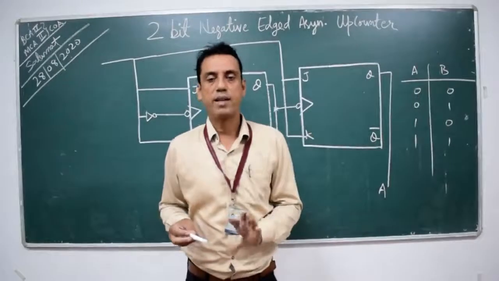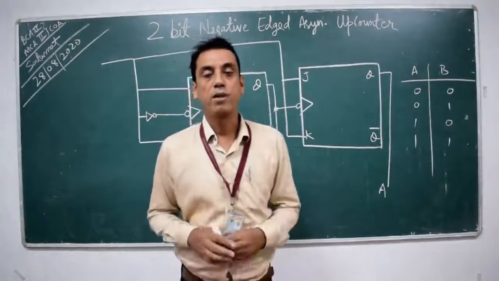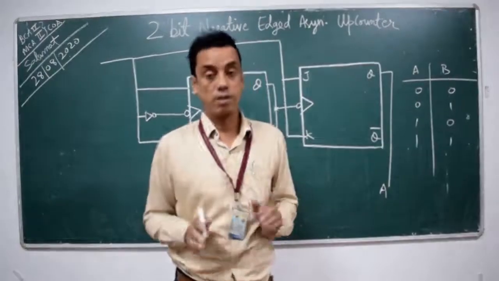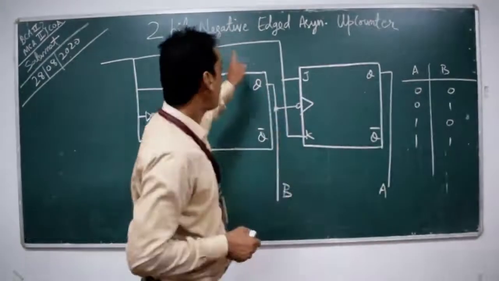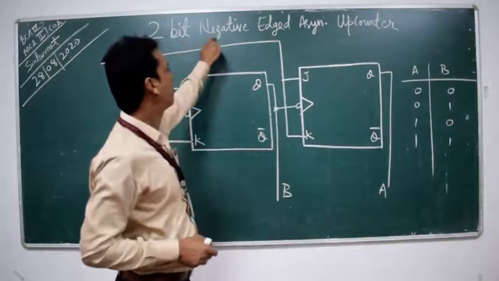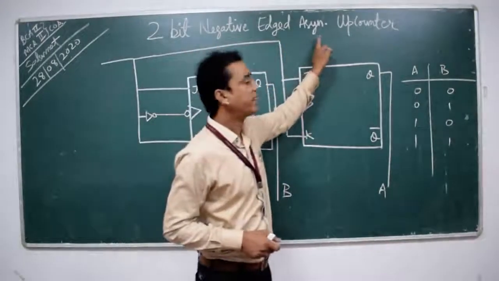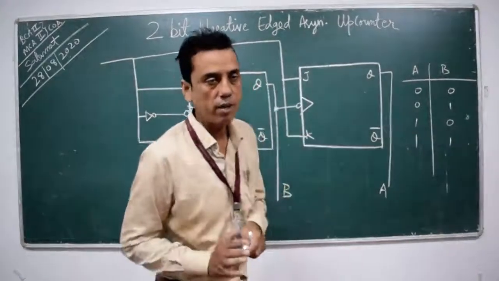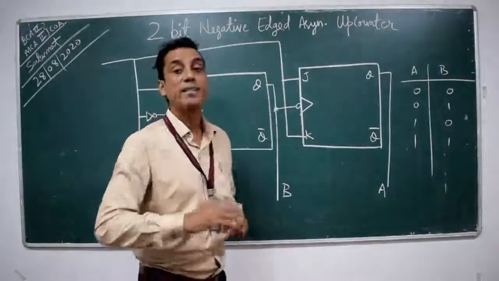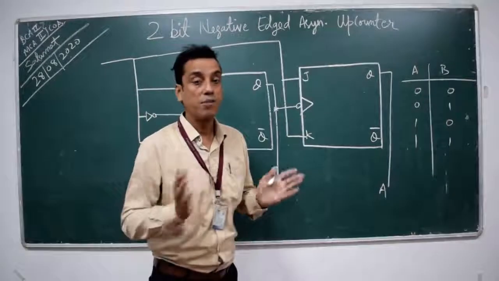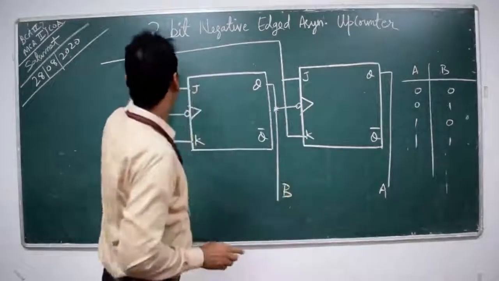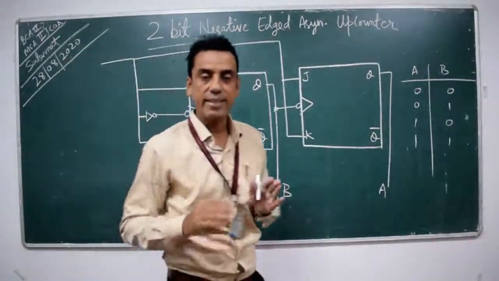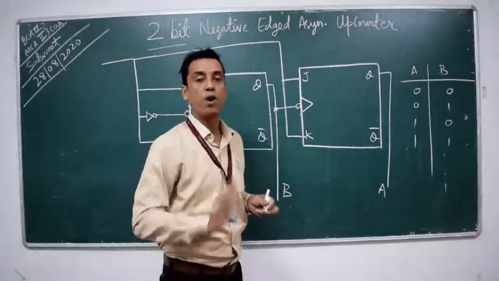Now in this class and in the upcoming few classes, we are going to learn the internal design of various counters. Today we are going to learn the 2-bit negative edged asynchronous up counter. Whenever we talk about counter, we talk about its type, and the counters are classified on various bases. This 2-bit signifies that the counter has two output lines.